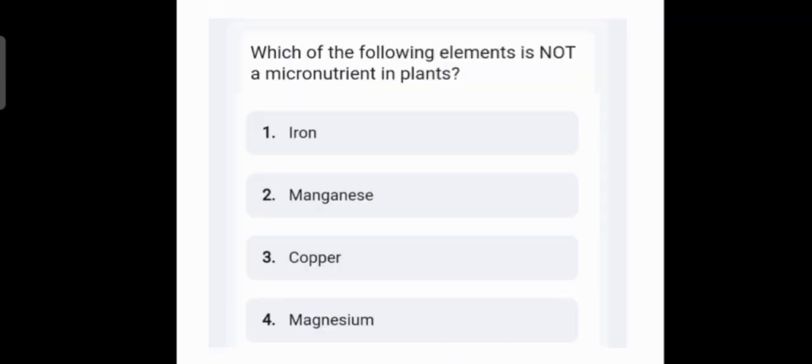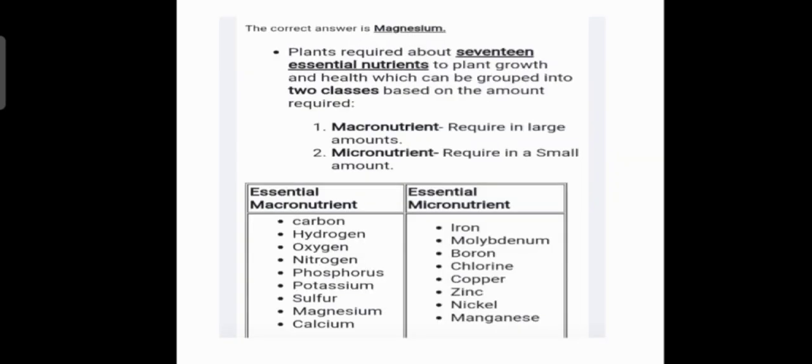The next question is, which of the following elements is not a micronutrient in plants? Which is not a micronutrient in plants? To answer this question, we should know what are the micronutrients and what are the macronutrients. Iron, manganese, copper, magnesium. The correct answer is magnesium.